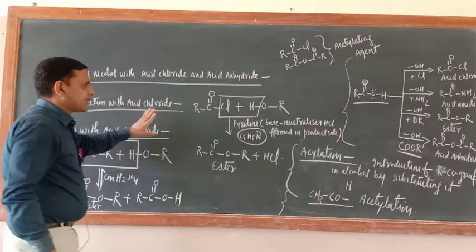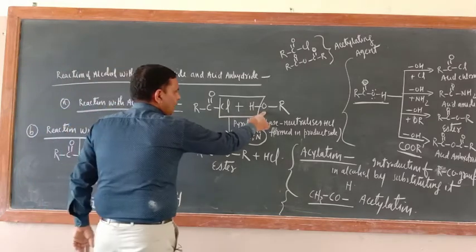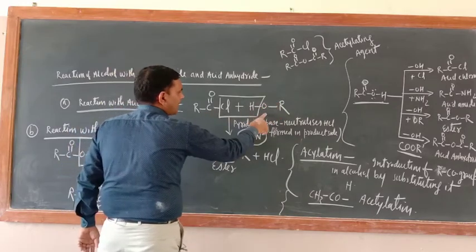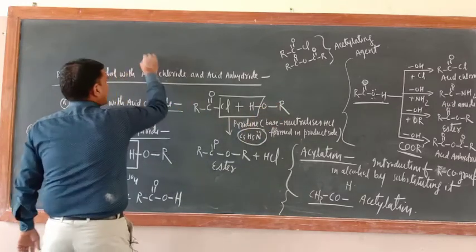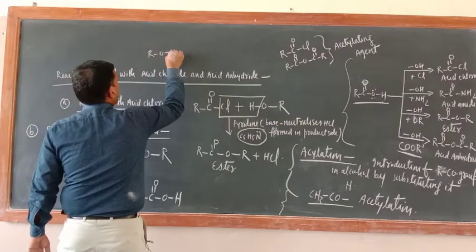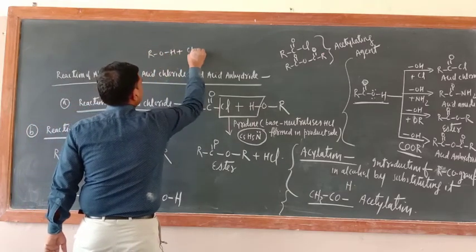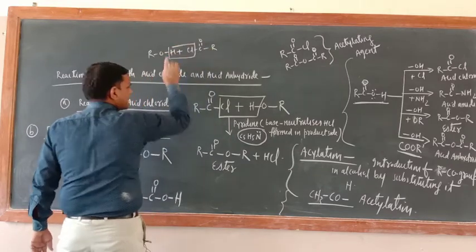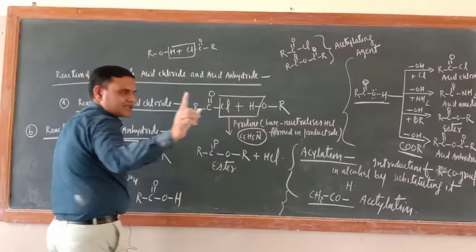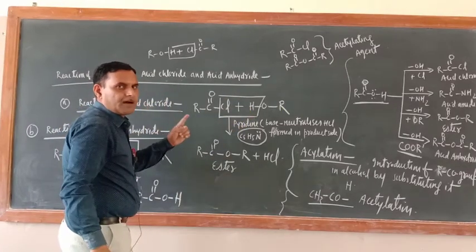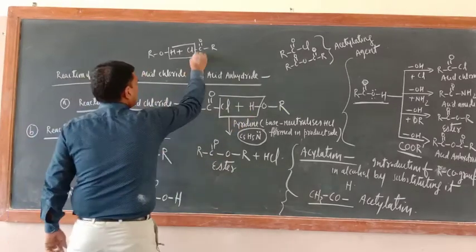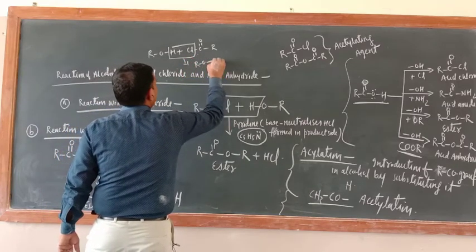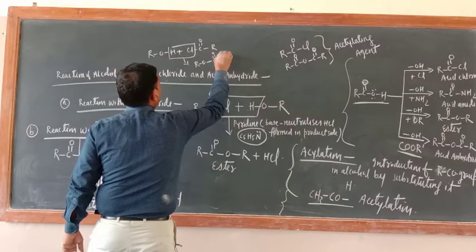So just see here, first I wrote acid chloride, then alcohol. Don't worry, you can write like that also: ROH plus RCOCl. Now here only the H of alcohol will go, because this is the reaction of alcohol, with cleavage of the OH bond. So what would be the product? The product would be ROCOR.